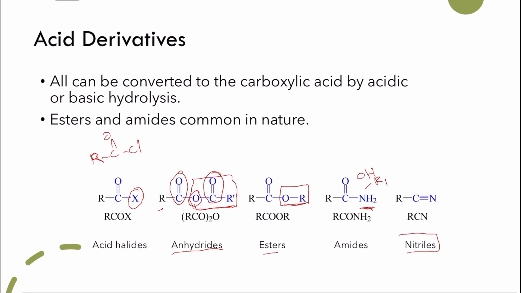Nitriles are another series of compounds that are considered to be derivatives of acids, although they don't have the carbonyl group. In the nitrile, we replaced the C double bond OH with a C triple bond N, and then we have the alkyl. These are called nitriles, and the nitriles can give us the acids again.